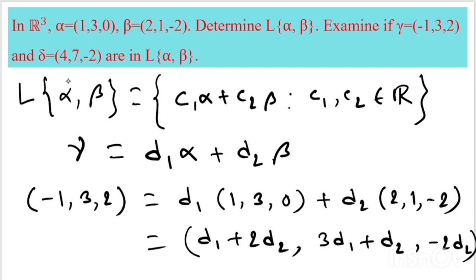Now the second question, whether delta belongs to L of alpha beta or not, the process will be same. We need to find out some d1 d2, for which we can write down delta is equal to d1 into alpha plus d2 into beta, and we need to find out again what is the value of d1 and d2.